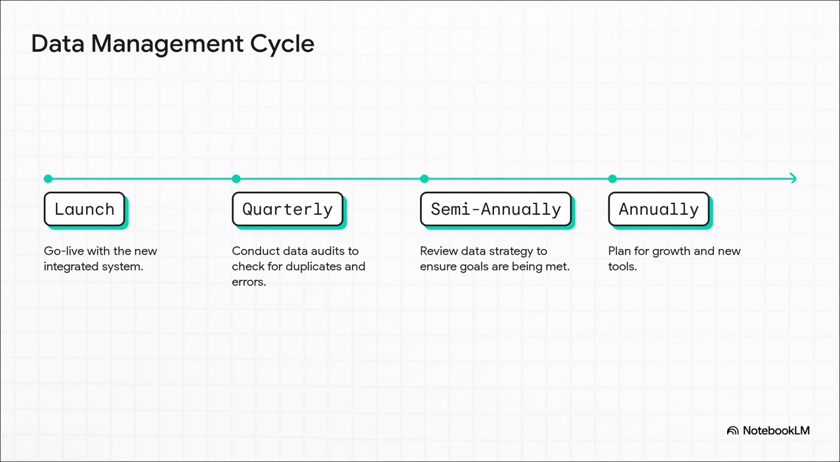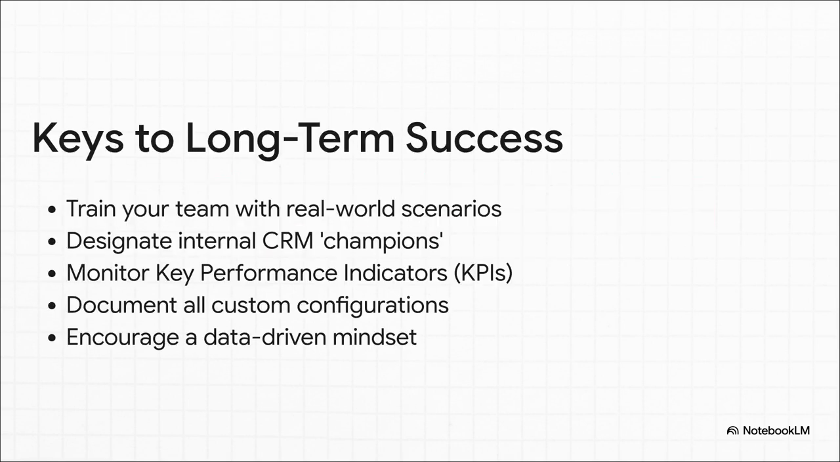Yeah, the best way to think about this is as a continuous cycle, not a one-and-done project. After you launch, you should be running quarterly audits to keep that data clean, reviewing your whole strategy every 6 months to make sure you're actually hitting your goals, and planning for system updates every year. It's an ongoing process.